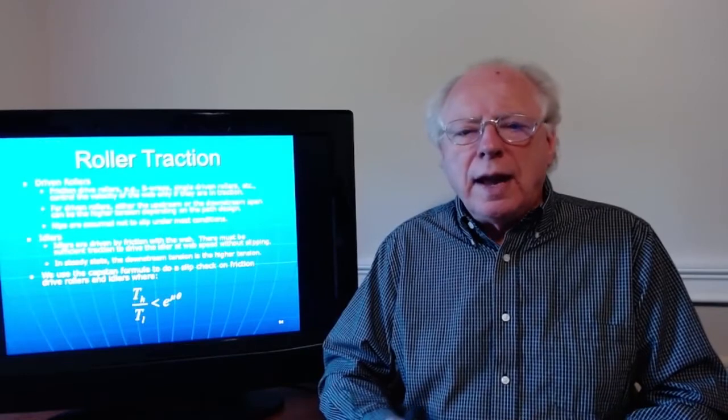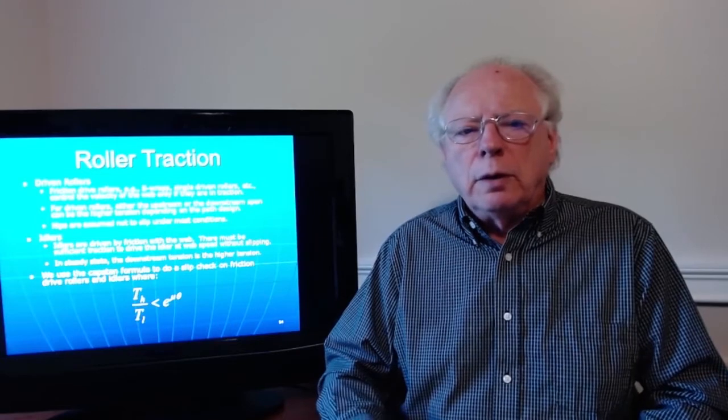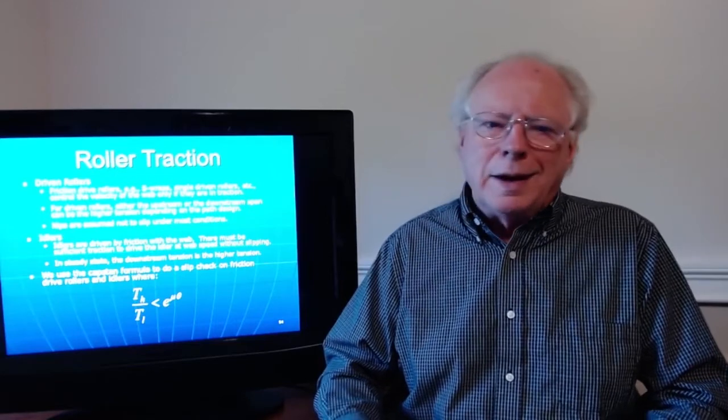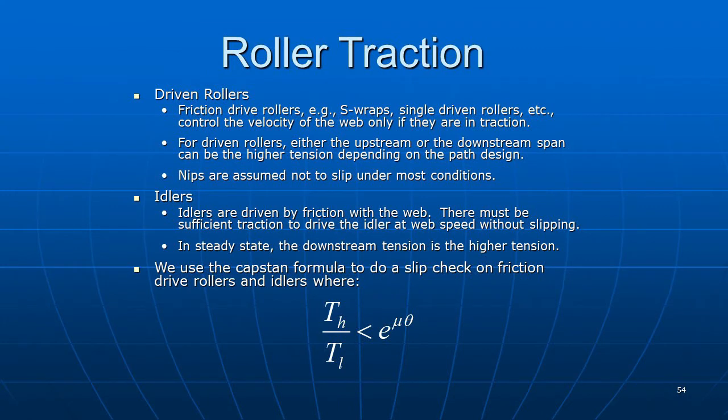Roller traction. A second use of the Capstan formula is looking at the traction of webs on rollers. So far we've assumed no slipping, and now we're going to go back and confirm or deny that. Friction drive rollers, that is SRAPs, single driven rollers, control the velocity of the web only if they're in traction, that is, if they're not slipping. For a driven roller, either the upstream or the downstream span can be the higher of the two. So TH over TL doesn't say downstream over upstream.